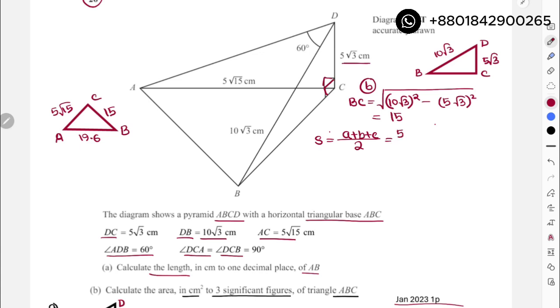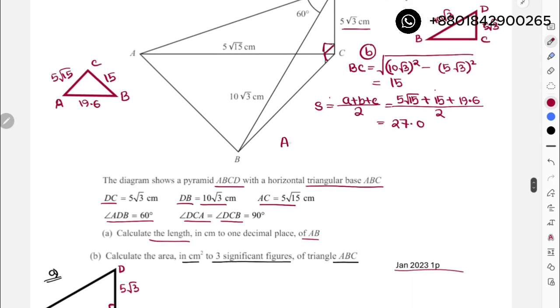So you have 5 root 15 plus 15 plus 19.6, and then divided by 2. So then you get 5 root 15 plus 19.6 over 2, and that gives you 26.98, or you can write almost 27. Yeah, you get 27 approximately, because 26.98 to one decimal place becomes 27. And now finally you can find out the area.